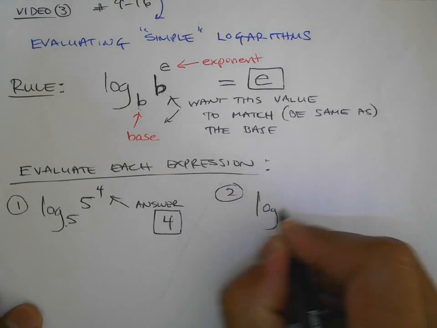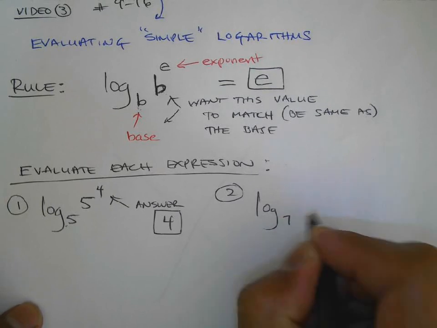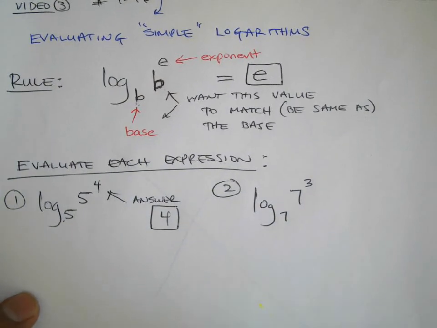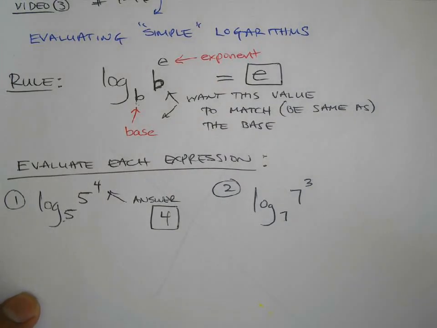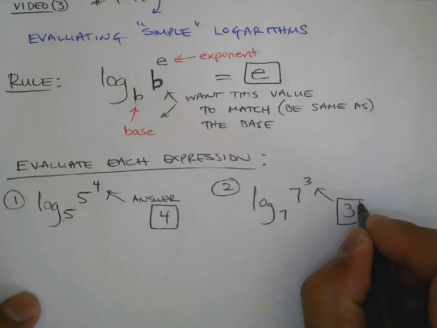Number 2, if I get log base 7 of 7 to the 3, if these match, which they do, well, then I have no work to do. The answer is what? Right there. The answer is 3.